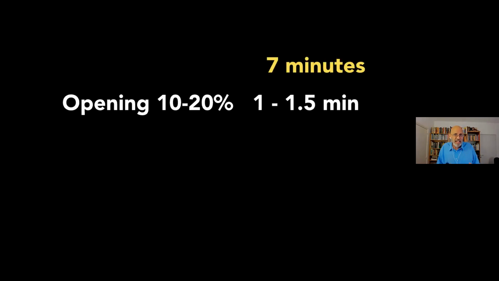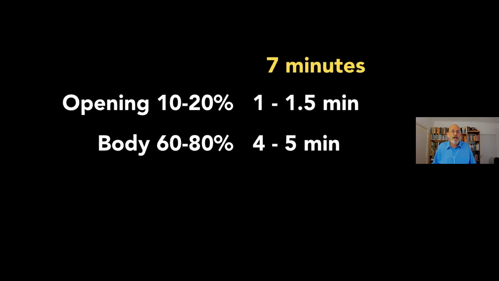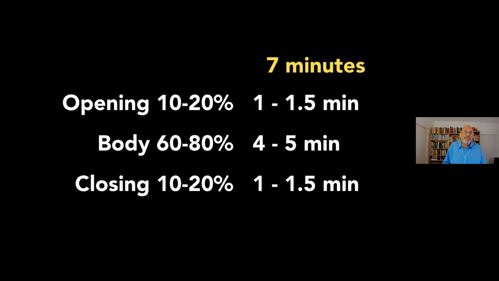This is not set in stone. Sometimes you have a little bit more to say in the opening and a little less to say in the closing. Or you have time to do a little bit more because you don't have as much to say in the body. But as a general guideline, this is a good way to start. As for the body, it should be 60 to 80% of your speech, which for 7 minutes would make it 4 to 5 minutes. And for your closing, the same as the opening, 10 to 20%, 1 to 1.5 minutes. This is just a good guideline to aim for.